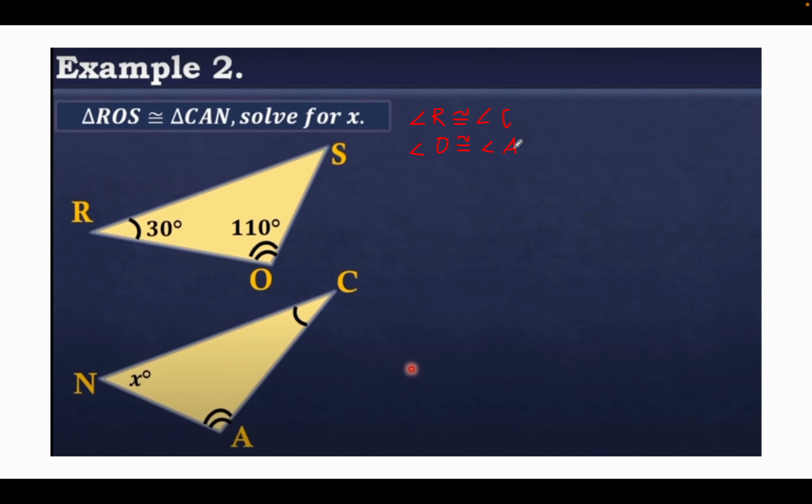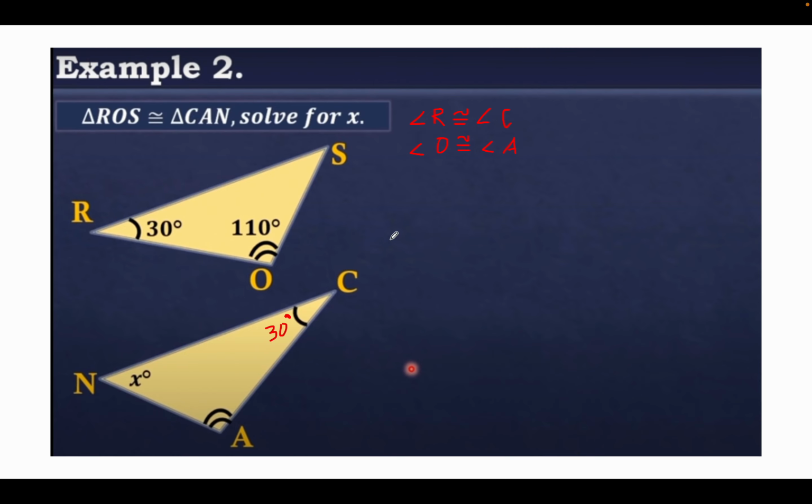Why do we need to do this? Take note that congruent parts have the same measure. Kapag sinabi natin congruent, pareho ang kanilang measurement or sukat. So that is why it is very crucial that we identify first the known or given facts. And what else? Meron pa ba? Tignan natin. If angle R is congruent to angle C, and angle R here is 30 degrees, that means angle C is also 30 degrees.